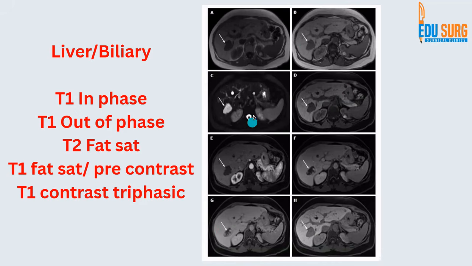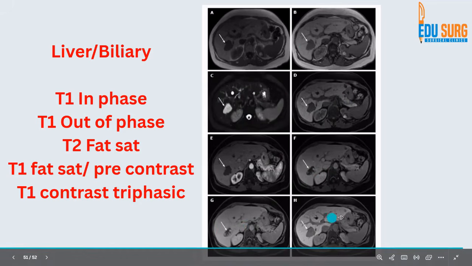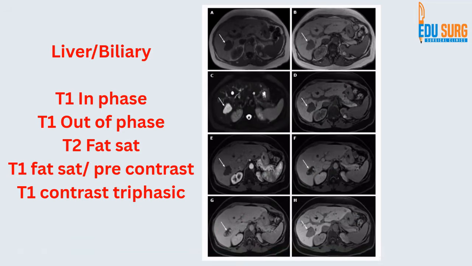T2 is where the spinal fluid is white, or any place of fluid, like in the brain, the ventricles are white. That is how you can remember it is T2. So T2, T1 fat sat, arterial, portal venous, parenchymal or delayed. Okay, that is how you can identify the phases in MRI.